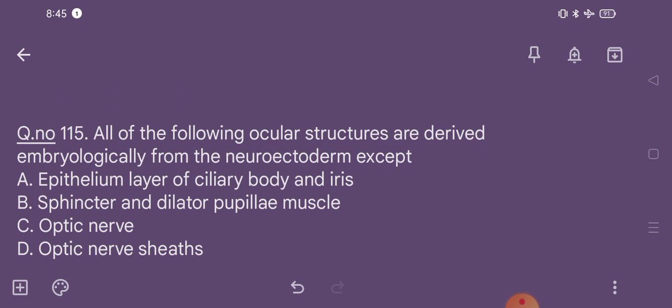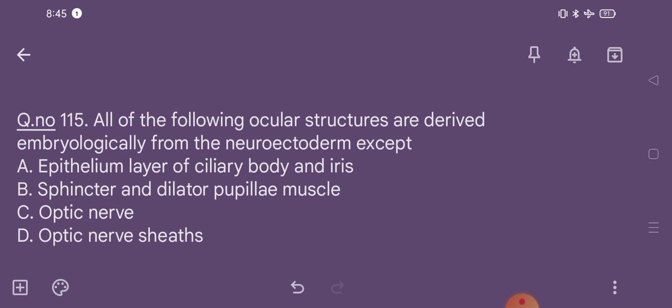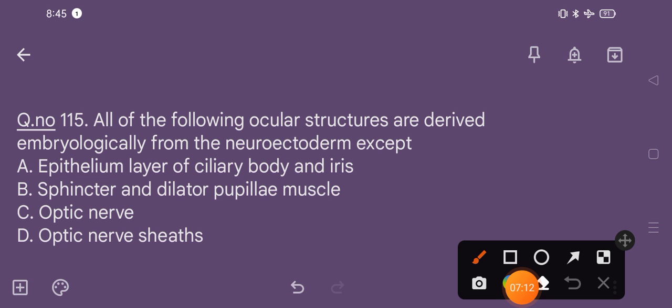Question number 115. All of the following ocular structures are derived embryologically from the neuroectoderm except: option A, epithelium layer of the ciliary body and iris; option B, sphincter and dilator pupillae muscle; option C, optic nerve; option D, optic nerve sheaths. The correct option is option D, that is optic nerve sheaths.